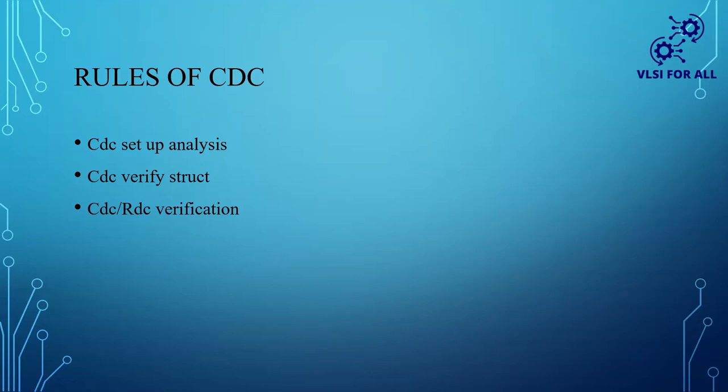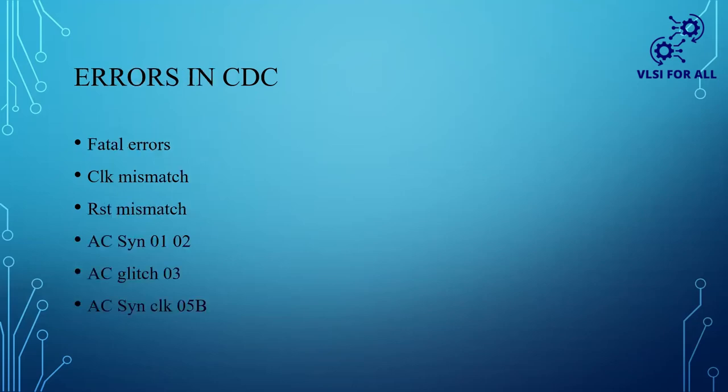So you may get a question: in setup analysis, what does the tool do? It checks for the clock, it checks for the reset, it checks for the file compiling issues, everything. Next, CDC verify struct. In the second step, it checks whether the clock is defined or not, whether reset is defined or not, whether the constraints are present or not. And the third one is CDC or RDC verification. Here it checks for the convergence, reconvergence, and divergence. So this is also a very, very important topic: rules of CDC and goals of CDC.